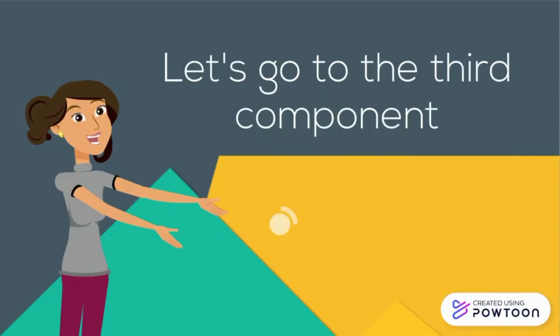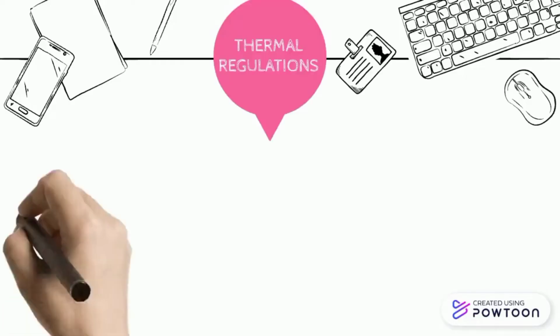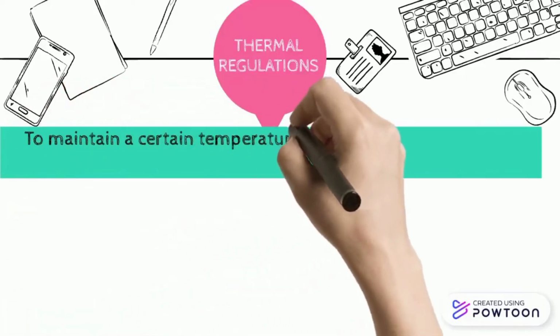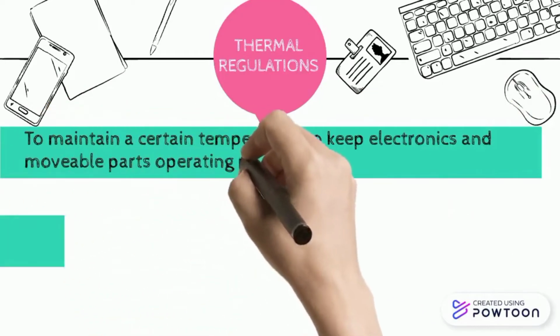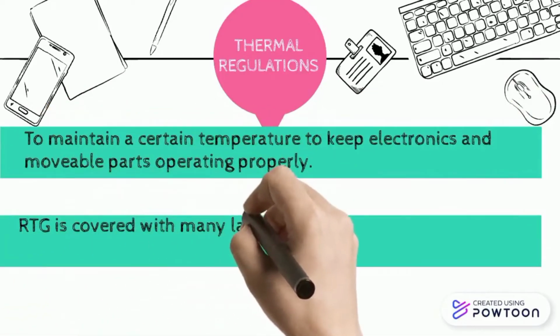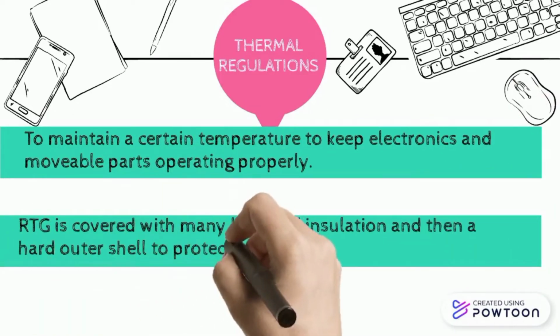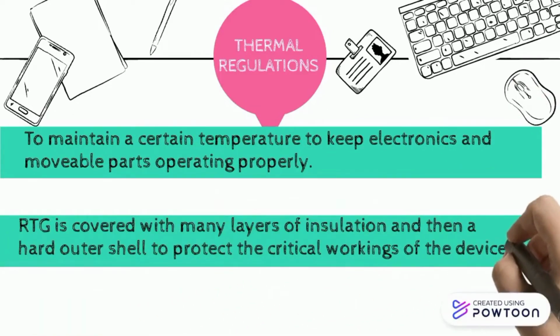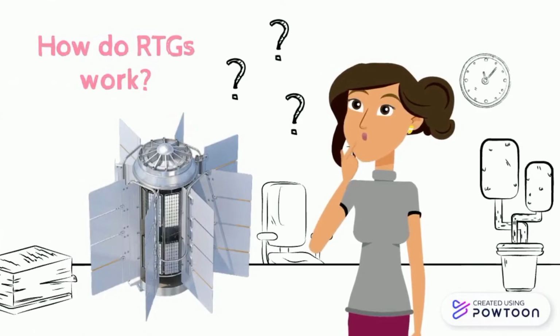Now, let's go to the third component, which is thermal regulation, also known as thermal insulation. The use of thermal regulation is to maintain a certain temperature to keep electronics and movable parts operating properly. The RTG is covered with many layers of insulation and then a hard outer shell to protect the critical workings of the device. So, how do RTGs work?